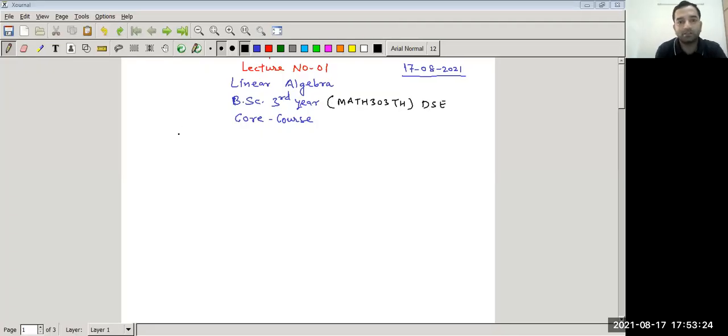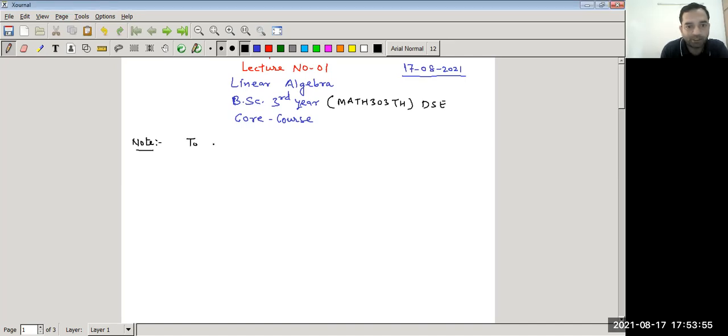Hello students, today we are going to start a lecture series on linear algebra course of BSc third year. The course code of this title is Math 303TH. This is DSC, Discipline Specific Elective Course. So before discussing the definition of vector space and example related to it, we first write one important note.